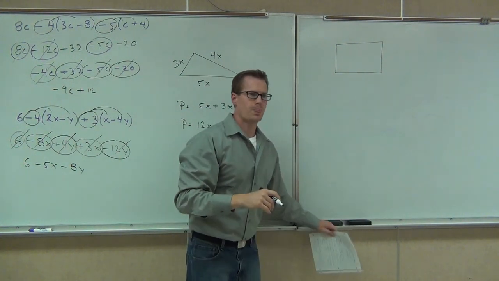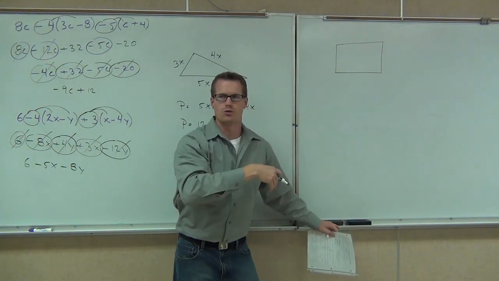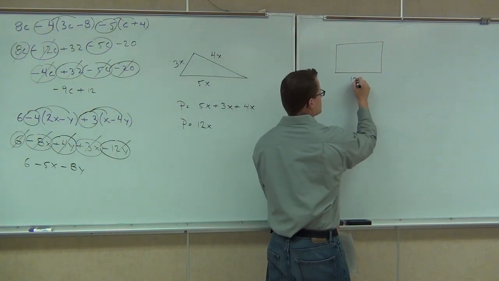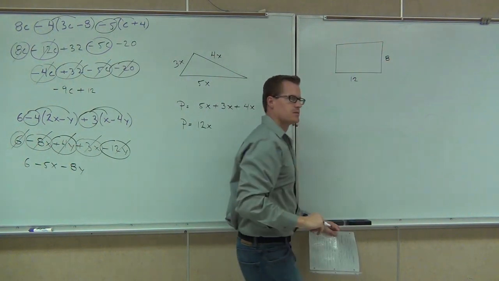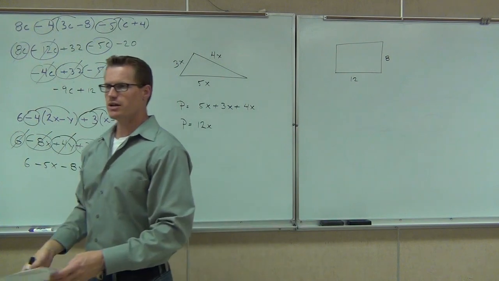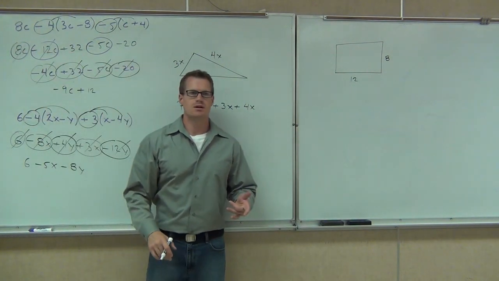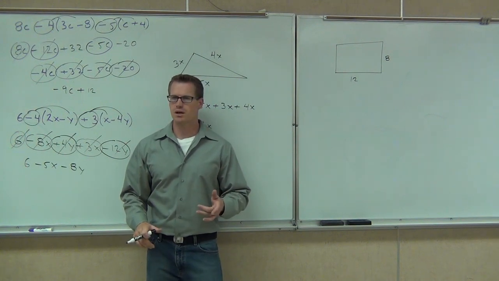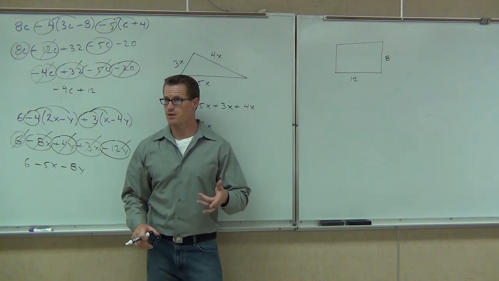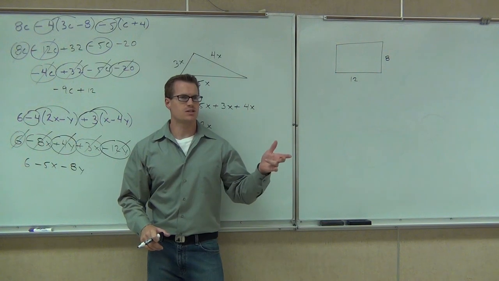Let's say you had a room. This is supposed to be a rectangular room. Let's say that this is 12 feet and this is 8 feet. What's your area? How much is that? 96 feet. 96 what? Square feet. Remember about the square feet? We had square units on that. This would be 96 square feet.